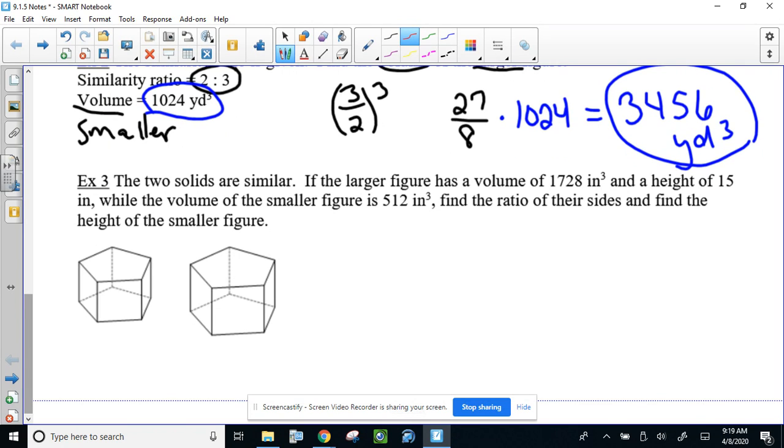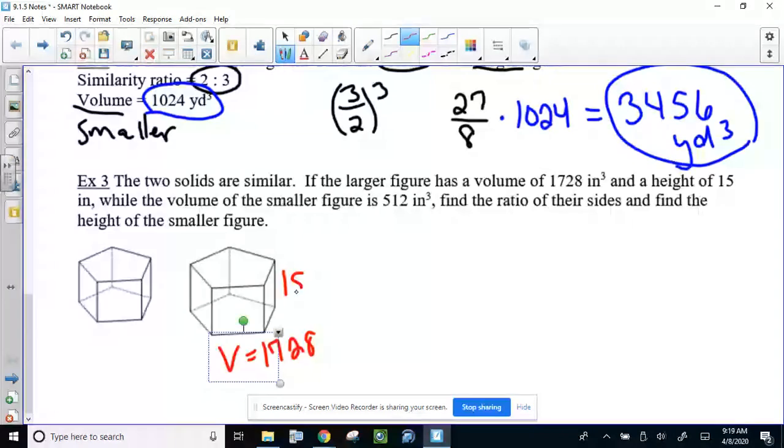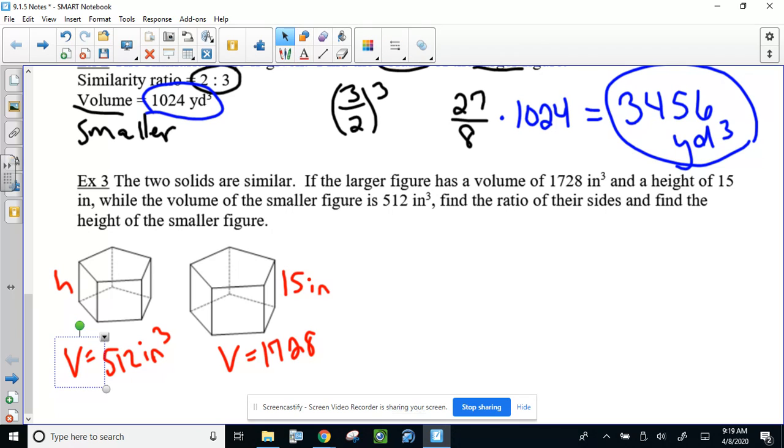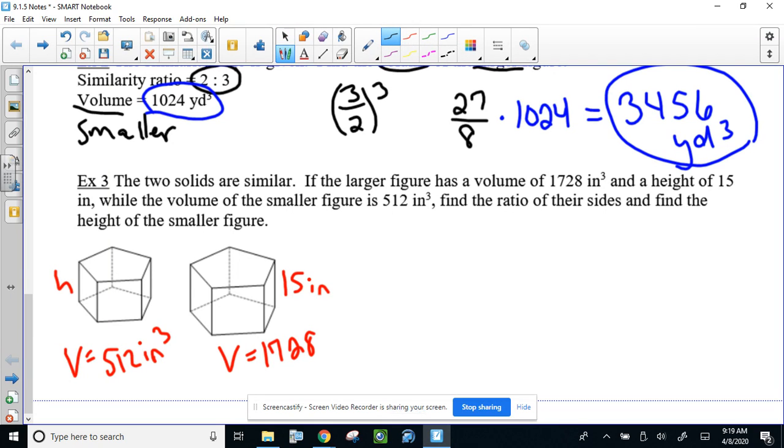So then for the last one here, it says the two solids are similar. The larger figure has a volume of 1,728 cubic inches and a height of 15 inches. And then the smaller figure has a volume of 512 cubic inches. So we want to know what is the ratio of their sides, and then also what is the height of the smaller figure. So first thing we'd have to look at or compare is what's the ratio of their volumes.